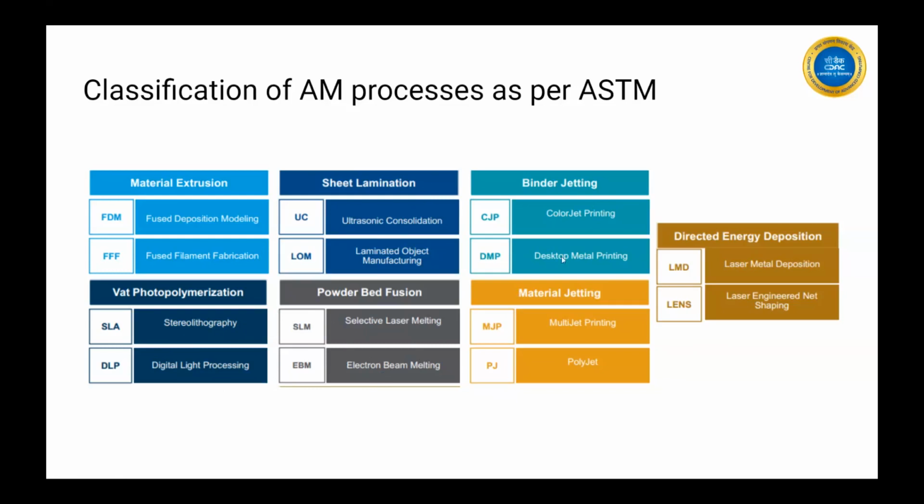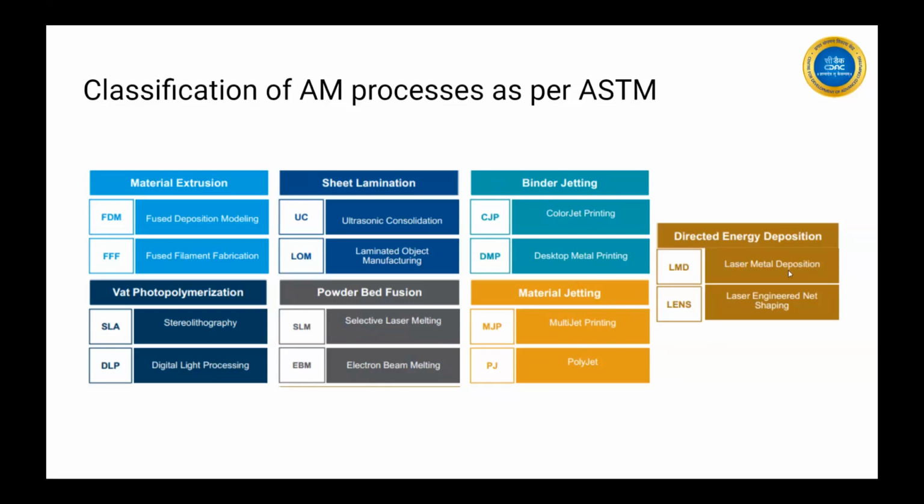And there is binder jetting. This is actually similar to FDM, even binder jetting and material jetting. Here the material is in the form of binders, and the advantage is that in binder jetting and material jetting, multi-material, composite material, and even multicolor materials are possible to print.